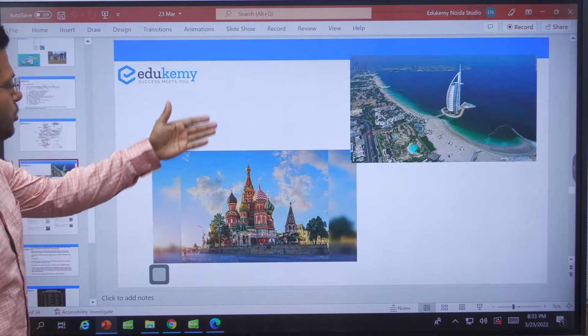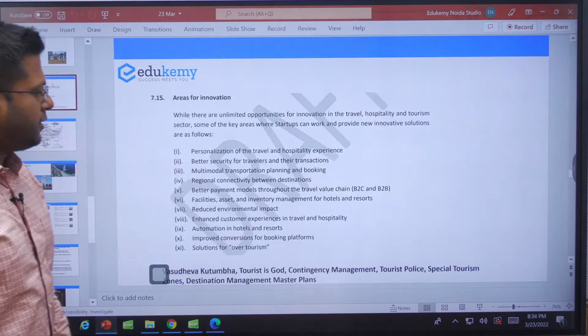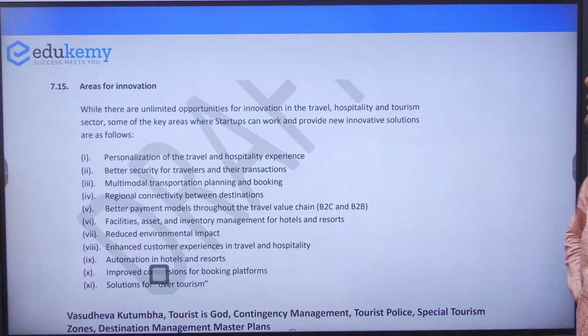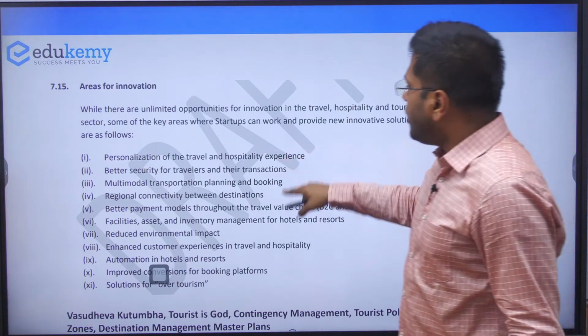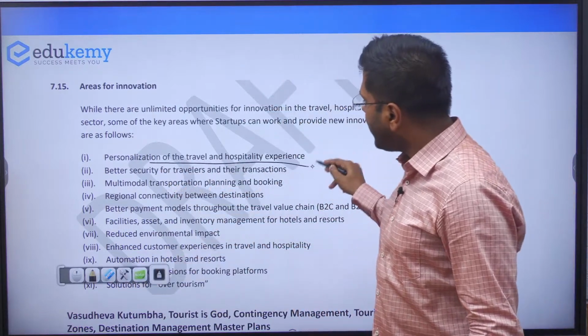Have a look. Dubai and Russia, Moscow, this is the Kremlin. They are all envisaging ways in which they have innovative tourism ways for the country, right? So areas of innovation. Some areas of innovation could be looked at. Personalization of travel and hospitality experience. Who would not like personalization? I would like it, right?